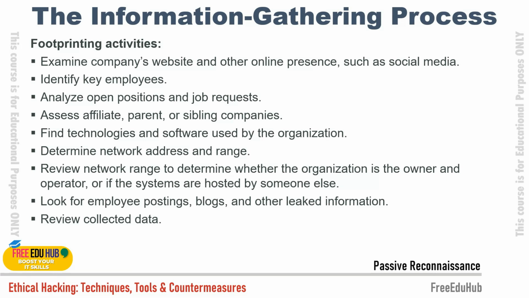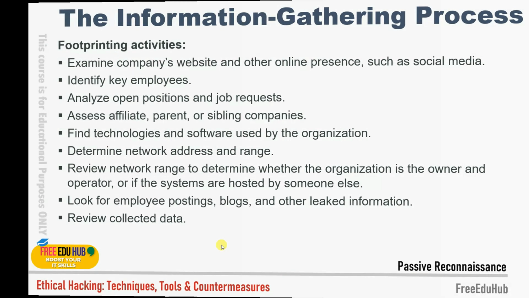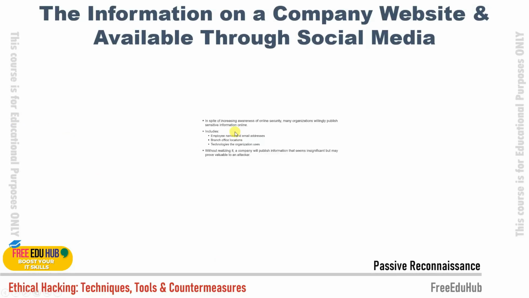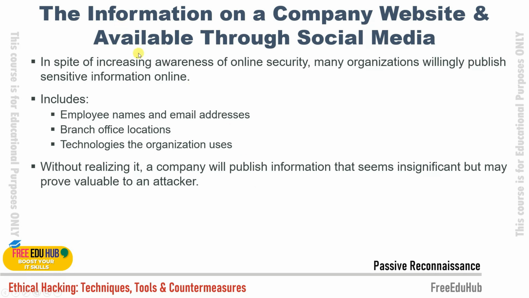Before a skilled hacker fires an active tool such as a port scanner or password cracker, the person will meticulously carry out the footprinting process to plan and coordinate a more effective attack, which could harm the organization in any means. Now the information available on the company website is available through social media as well. In spite of increasing awareness of online security, many organizations willingly publish sensitive information online. Sometimes they realize it, sometimes they don't, but that sort of information is very important for attackers to gather the basic information about any organization.